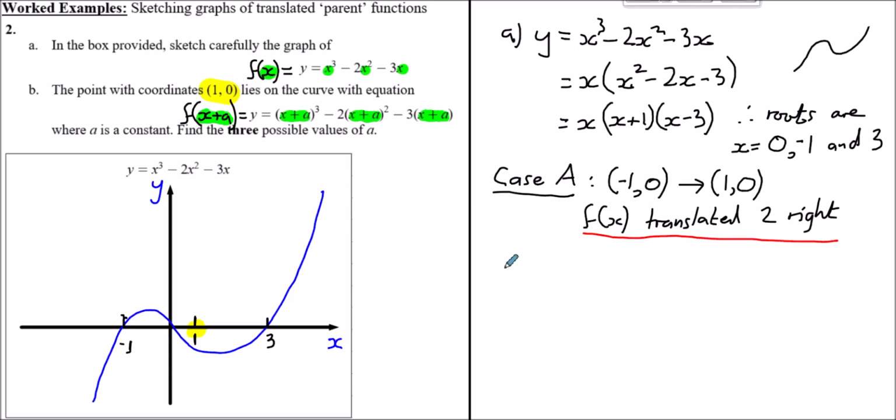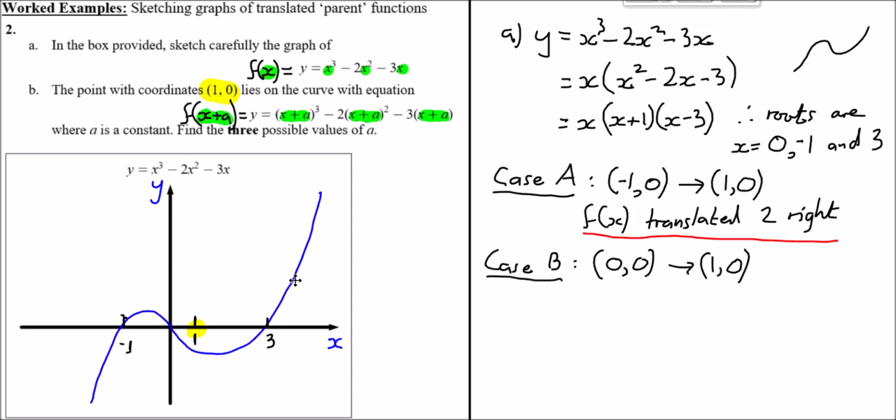Another case, let's call this case B. Maybe it's not the -1 that moves to 1. It could be the origin moving. It could be we go from 0, 0 to 1, 0. I'll just show you this on the diagram. So it could be, instead of it being like this, it could be that the origin here just shifts 1 unit along like this. Okay, so that's another option. So it could be that 0, 0 moves 1 to the right. In other words, another possible transformation is that f of x, instead of moving 2 to the right, we could have the same effect where it just moves 1 to the right.